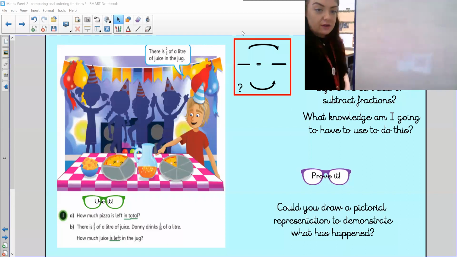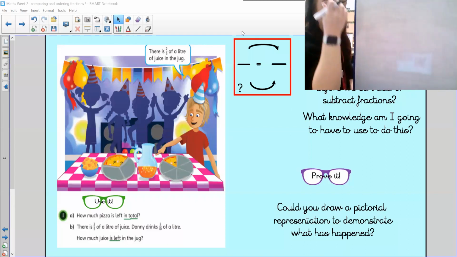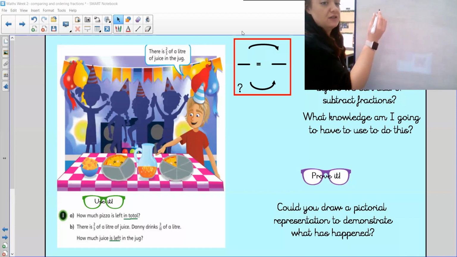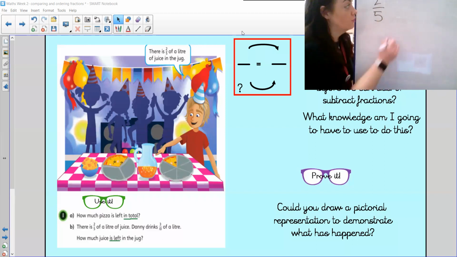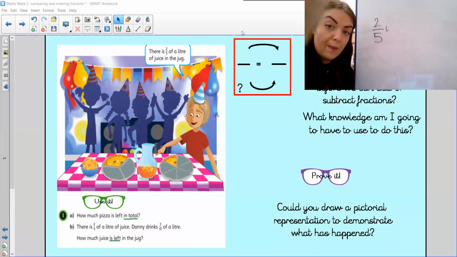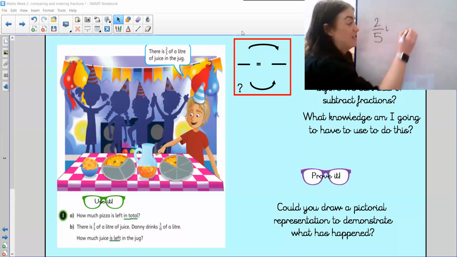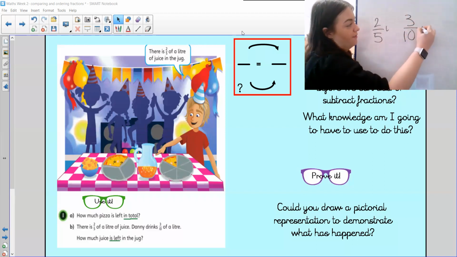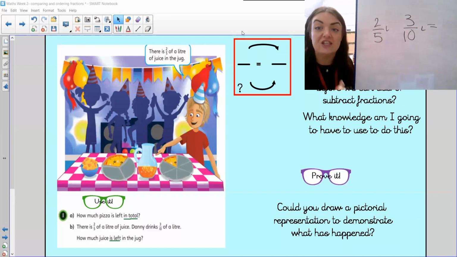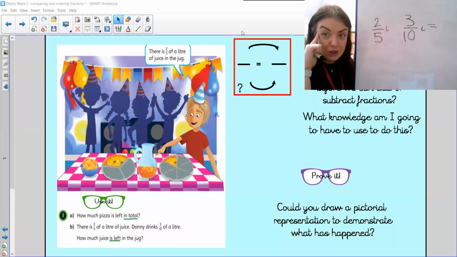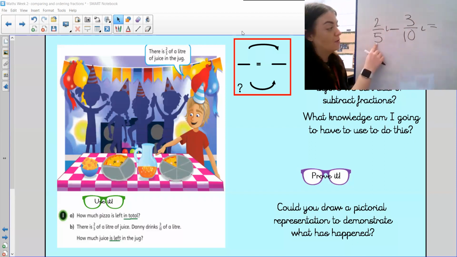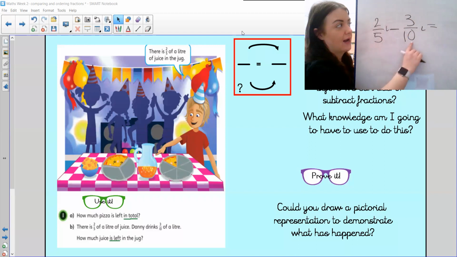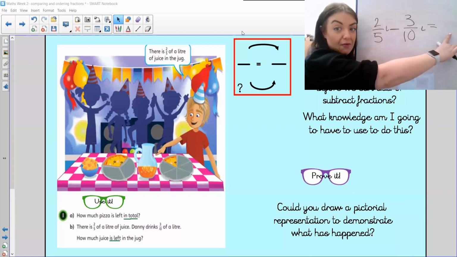Okay, so now let's focus on this second one then, okay? So we've got the information, we've already got the fraction in the question. So there is 2/5 of juice, a litre of juice. So I've got 2/5 of a litre, don't forget your measurements. Danny drinks 3/10 of a litre. How much is left? Now, as soon as I use the language is left, what does that make you think of? What am I going to be doing? I'm going to be taking away, okay? Because this is how much I've started with. This is how much Danny's drank. So this is going to tell me what is left, okay?